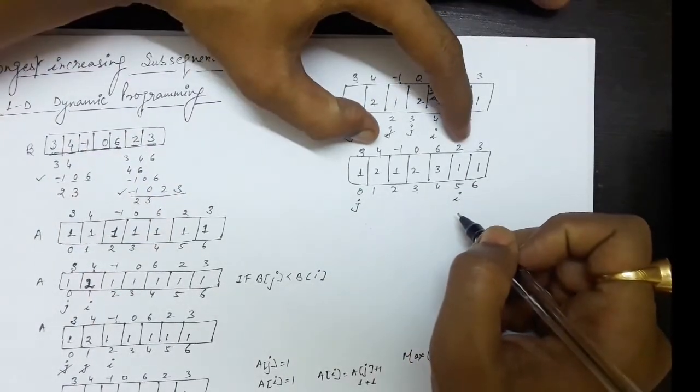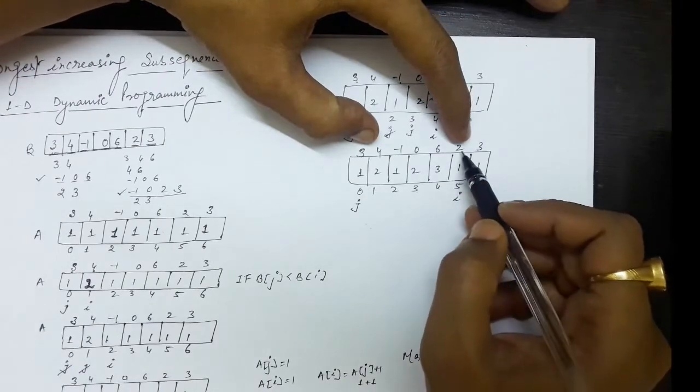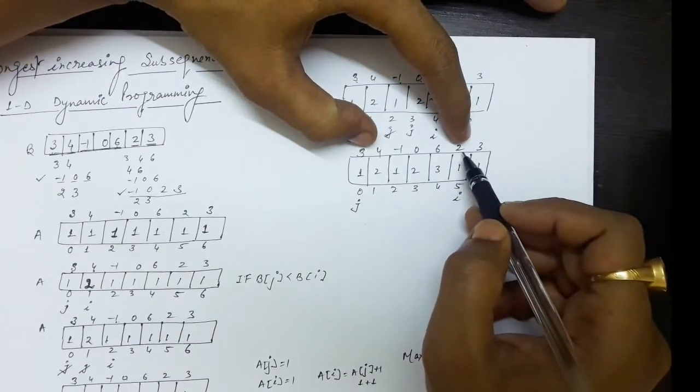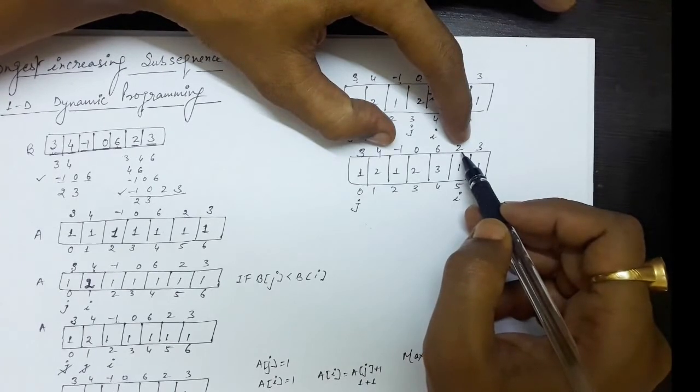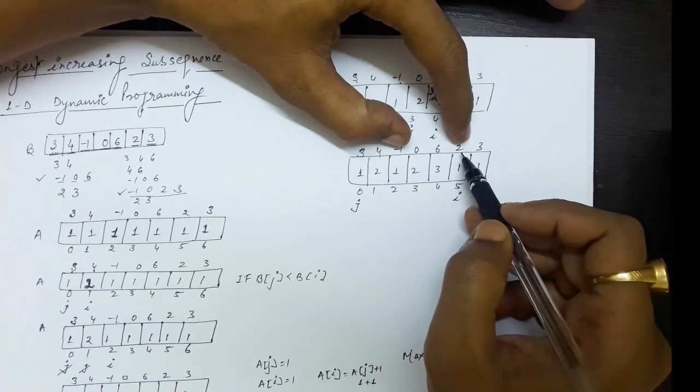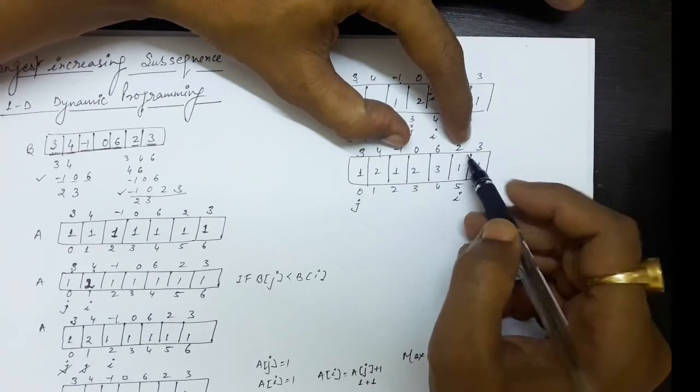3 is compared with this 2. 3 is not less than 2, so no updation. Then 4 is compared with this 2. No updation because 4 is not less than 2. Then minus 1 is compared with this 2. Minus 1 is less than 2.